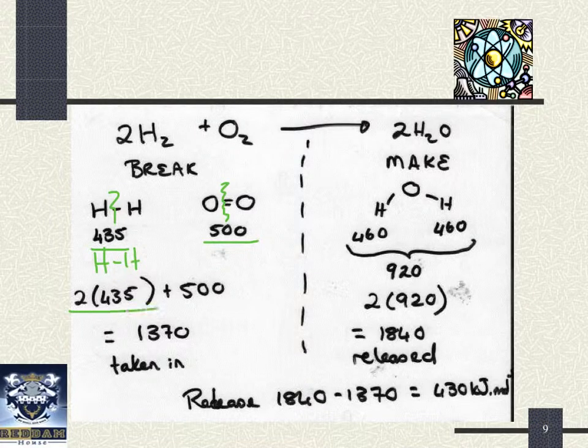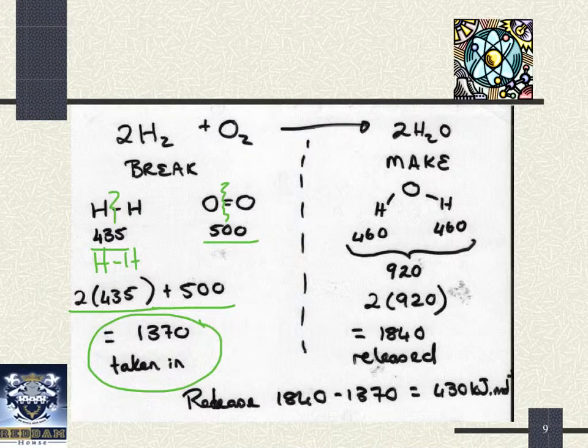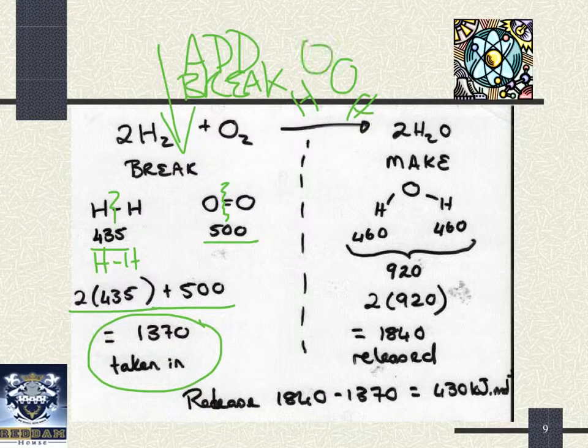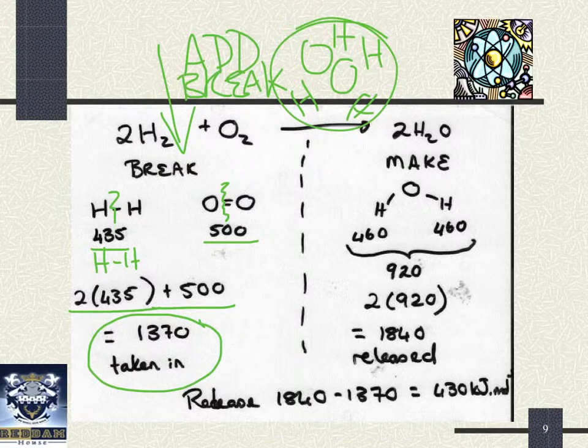So I double the 435, add the 500, and that's the total amount of energy that I need to add in order to break all of these bonds. And then I get my activated complex, H, O, all in a mushmash. Oh, there's some extra H's around and about. All in a mushmash before they release energy and become water.